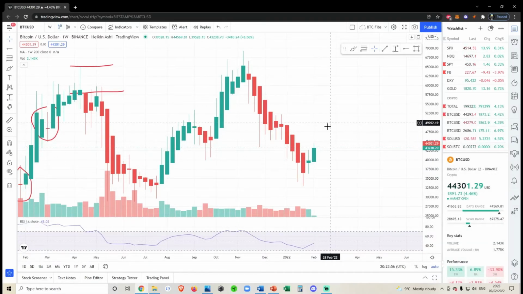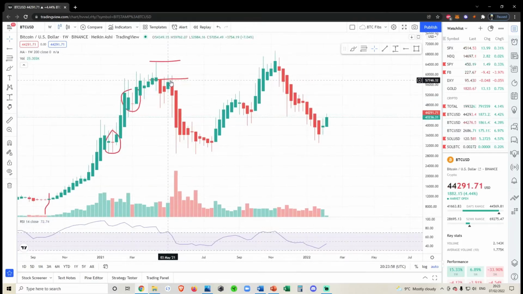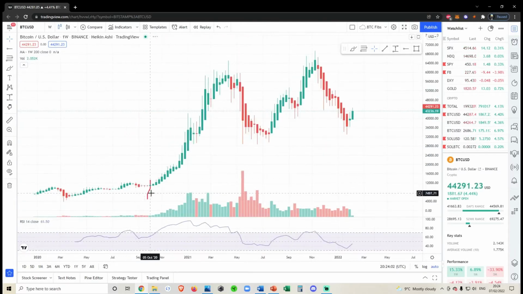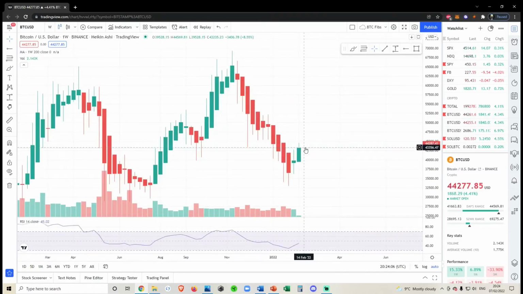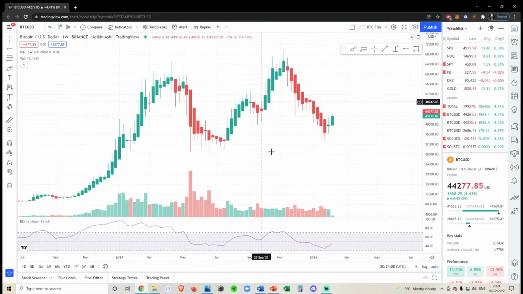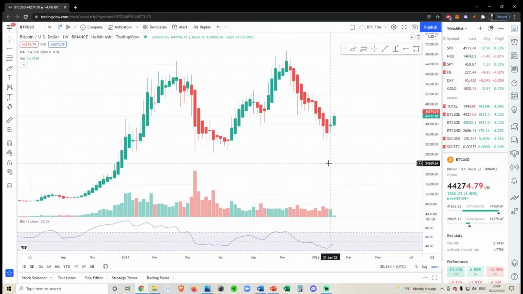We've had a big pump on the Heikin-Ashis. So we are now putting in green candles on the Heikin-Ashi. So according to the Heikin-Ashi candles, it looks like the downtrend for Bitcoin has ended. This is really all I want to show you. There's not too much else to say for the Heikin-Ashi candles.